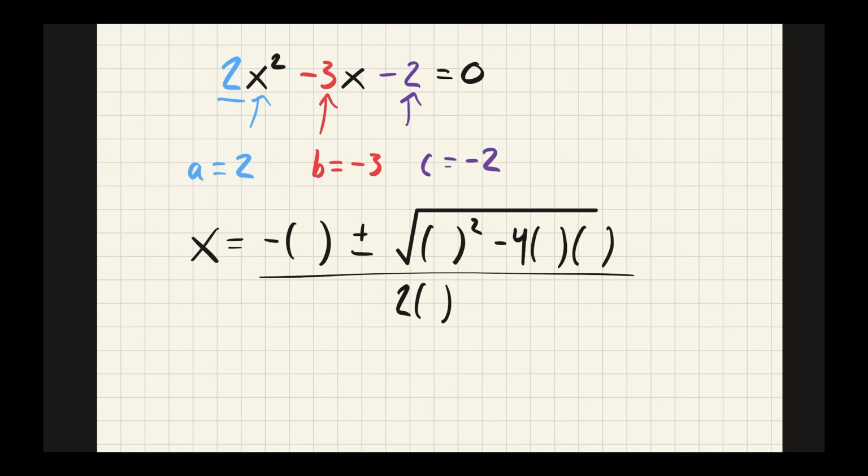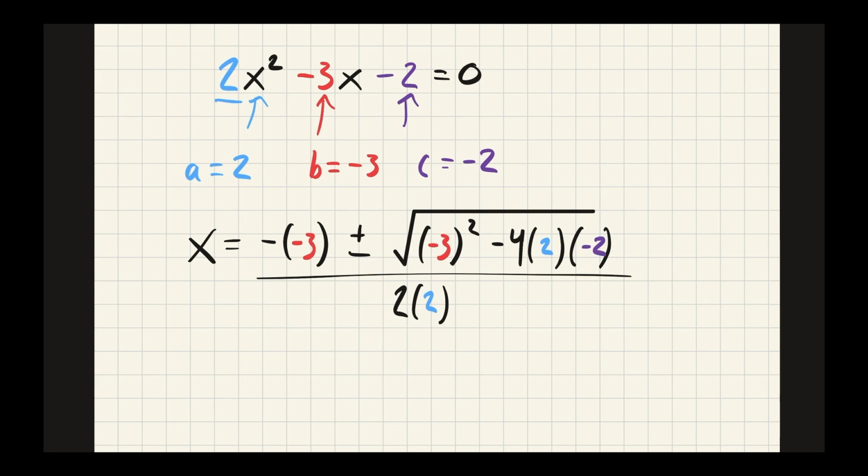Alright, now that we know our coefficients, we can plug them into the formula. The first term is negative b, so we have negative, and then b is negative 3, plus or minus the square root of b squared, so negative 3 squared, minus 4 times a times c. a is 2, it's all over 2a, so I'll put that down there, and c is negative 2.